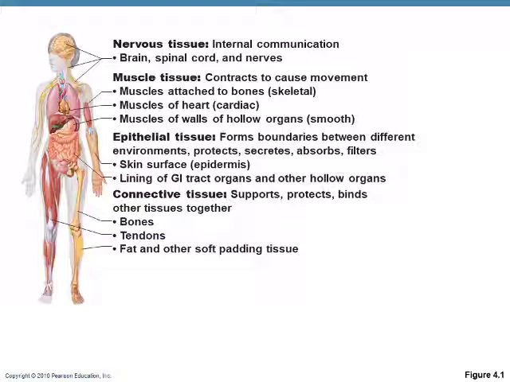Skeletal muscle is voluntary. That means you can control. You know, if I ask you to move your body parts, you can do that, right? So voluntarily control.